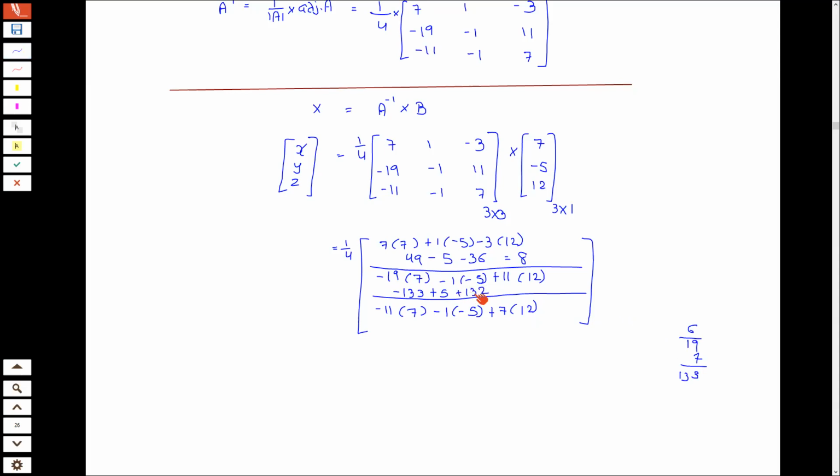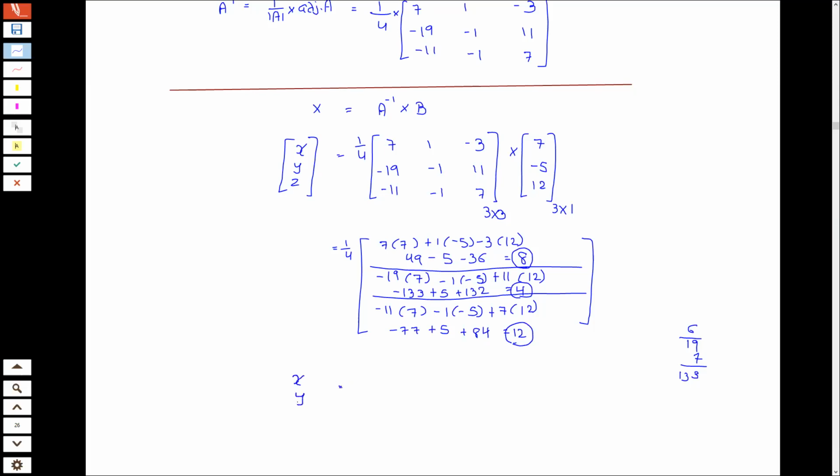So 132 minus 133. So it is minus 1 plus 5. So I am getting this value as 4. You can confirm. It is minus 77 plus 5 plus 84. So it is 84 minus 77. So I will get this value as 12.